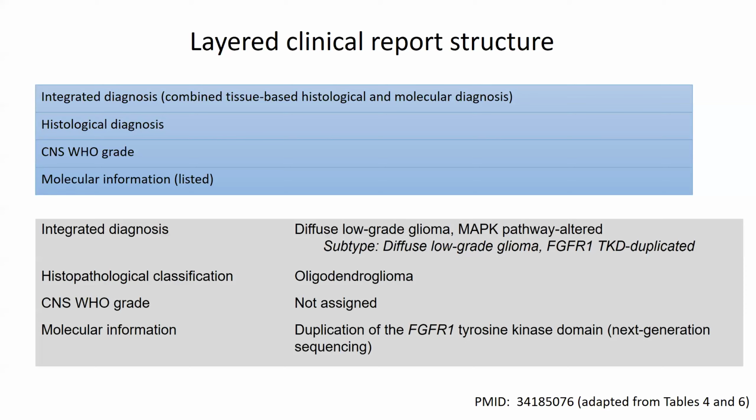So, for example, tumors that may have histopathologically been classified as oligodendrogliomas in the past, we now know that there are many pediatric tumors in particular that have an oligodendroglioma-like appearance, and we really need some molecular information to help sort them into the proper categories. So, for example, this tumor was found to have an FGFR1 tyrosine kinase domain duplication, and therefore fits best into the category of diffuse low-grade gliomas MAPK pathway altered. And so, this has a very different prognosis and natural behavior compared to oligodendrogliomas and other low-grade gliomas.